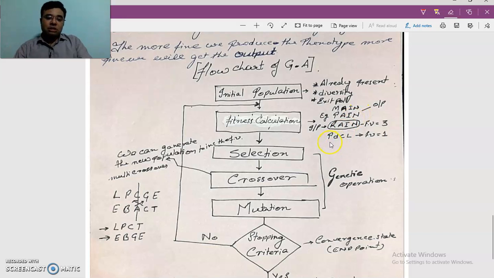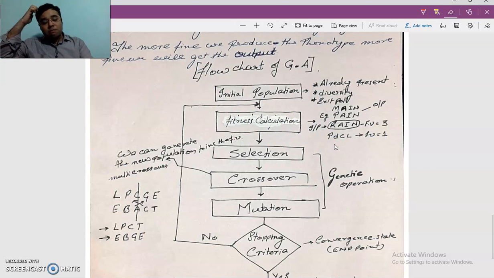So suppose again I have selected some particular value from the set of diverse population, and now my values are PDCL. Now again compare it with the output. So P, yes, it is matching, D is not matching, C is not matching, and L is not matching. So here my fitness value will be 1. So this is how we can calculate the fitness value for the genetic algorithm.